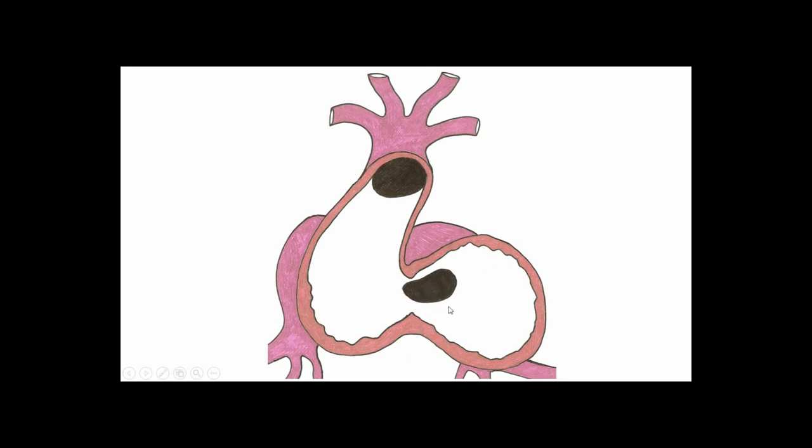So, we've got our primitive heart. Let's take a look at what's going on right here. The common atrioventricular canal is still there. It hasn't separated into right and left. The interventricular septum hasn't formed yet. And way up here in the atrium, we haven't separated into a right and a left atrium just yet.